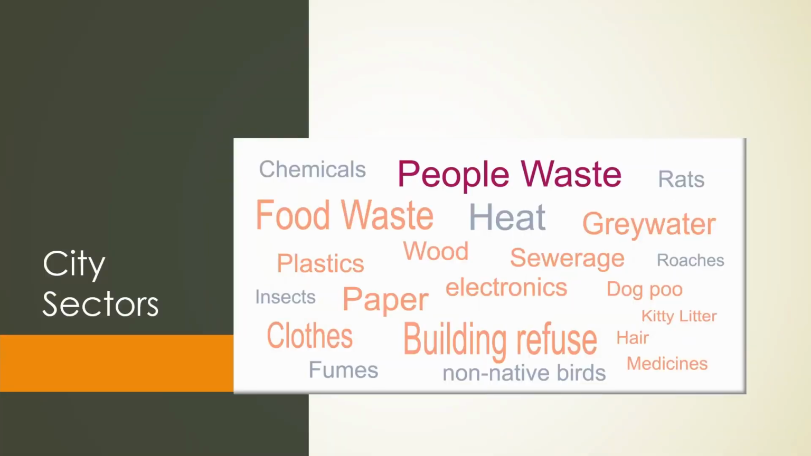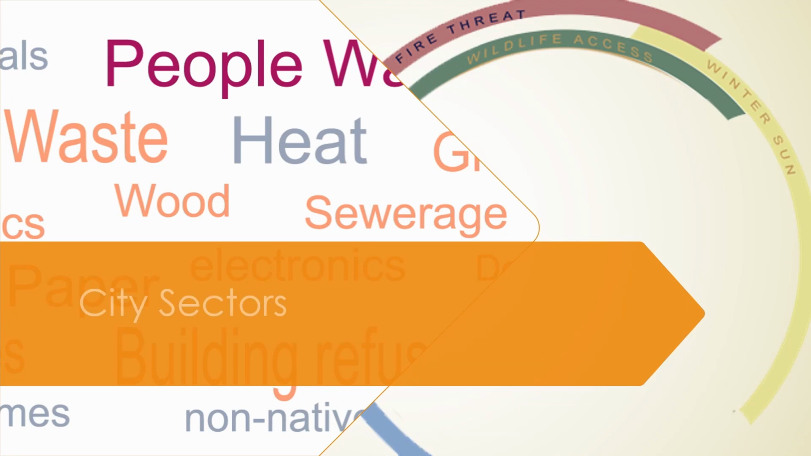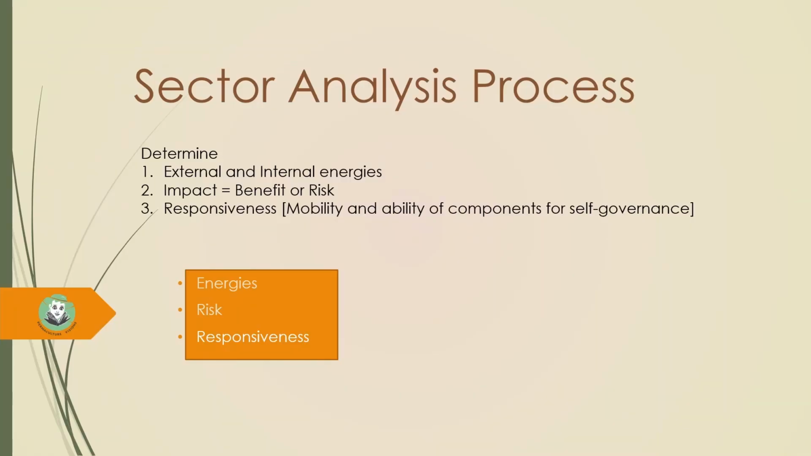In a city, there's a lot of energies, a lot of resources moving around. You need to decide, where's the winter sun, where's the summer sun, where's the wildlife access? The fire threat will be lower possibly, and floodwaters have usually been mitigated, but there's a lot of other energies to consider. So how do we go about the sector analysis process?